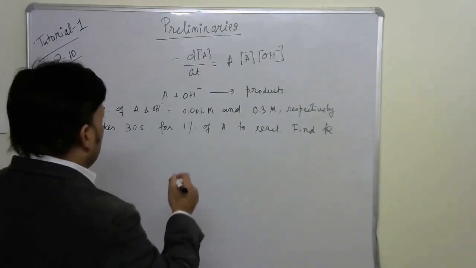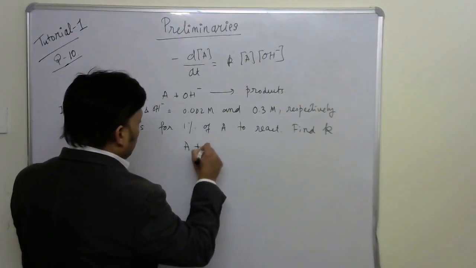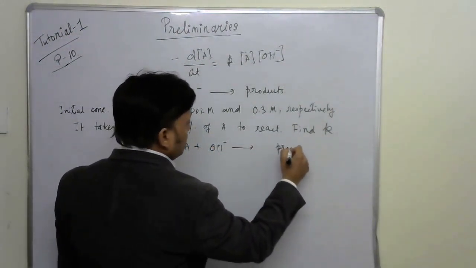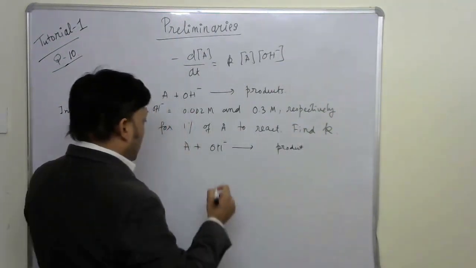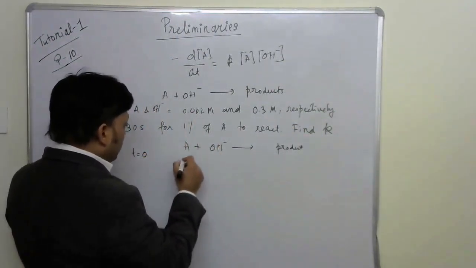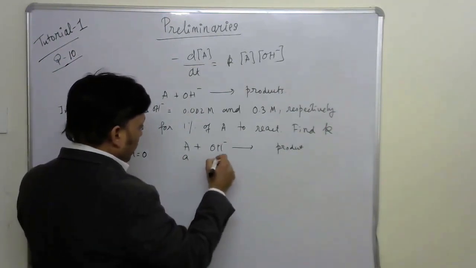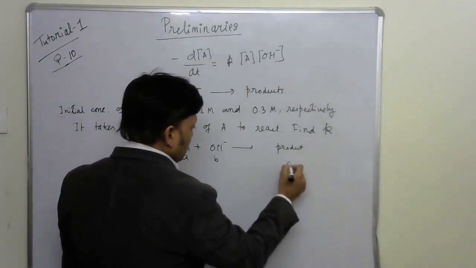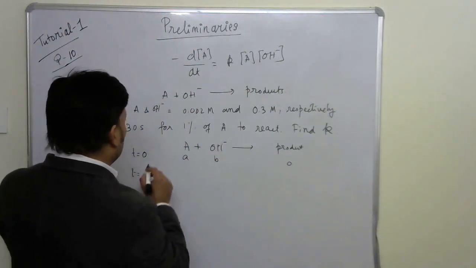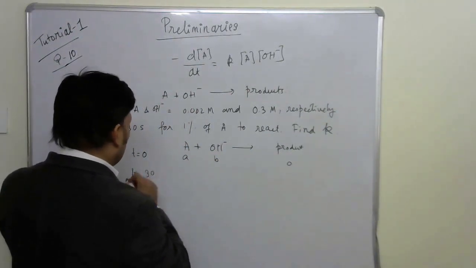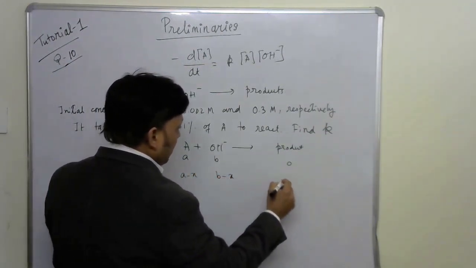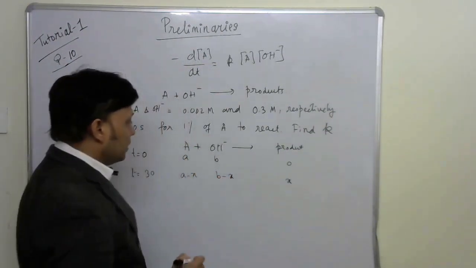So we would proceed with the reaction like this. A plus OH minus gives some products. At time t equal to 0, the initial concentration of A is a and OH minus is b, and the product is 0. And at time t equal to 30 seconds, we have a minus x, b minus x, and the product is x.